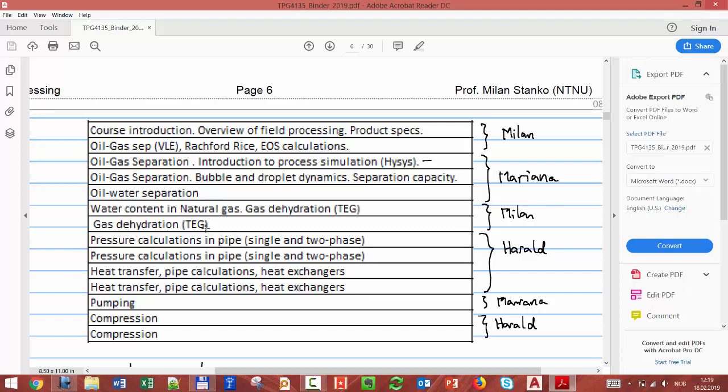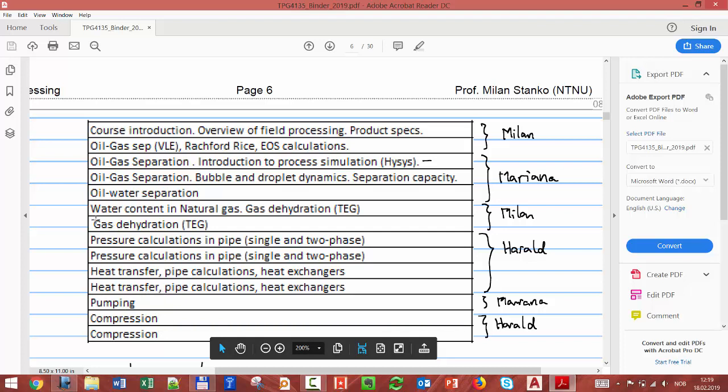We are going to have the theory today. We are going to have an exercise in class using EXO. And then tomorrow, we are going to have an exercise with HYSIS. Then next month will be Harald Aschheim. He will be teaching some fundamentals that you need on pressure drop, on heat exchangers, and also on compression. And Mariana will come back for pumping just after the heat transfer class.